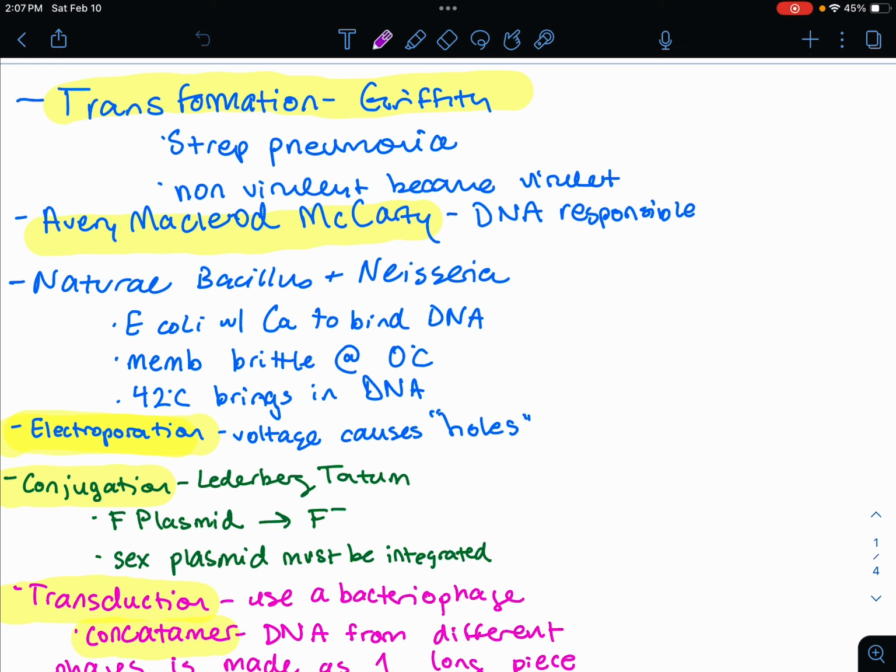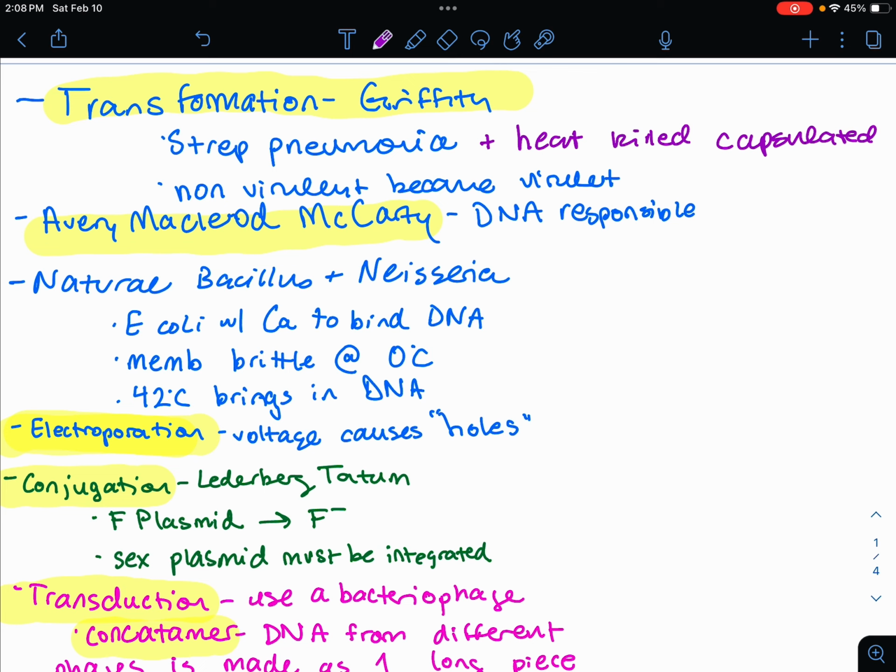Then he added a heat-killed, capsulated virulent strain to the mice. So we also have the heat-killed, capsulated version of this bacteria. When it was injected into the mice, it showed that the non-capsulated strain acquired the ability to produce a capsule and become virulent.